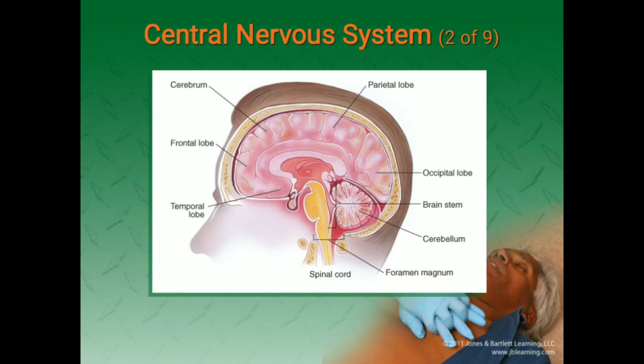And if we talk about the major parts of the CNS, as you can see in the diagram, the facing part of our face is made up of the frontal lobe. In actuality, our brain has four lobes: frontal, parietal, temporal, and occipital. These are the four lobes of our brain. And the cerebrum and brainstem are components of our brain.